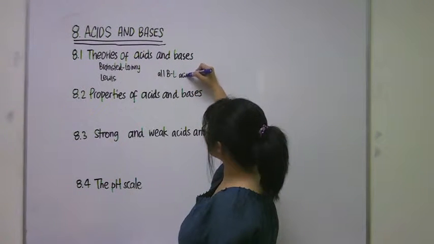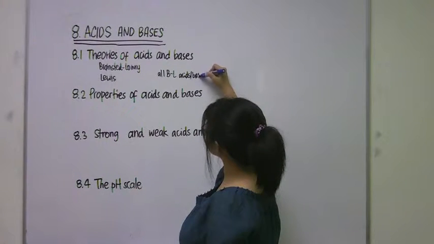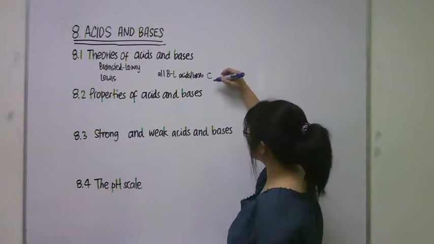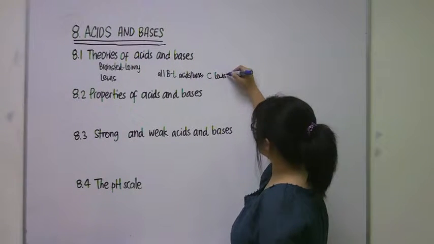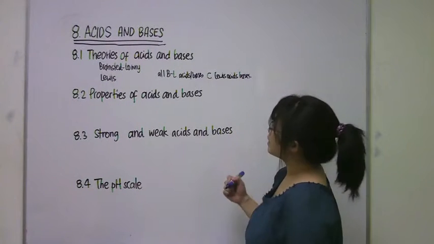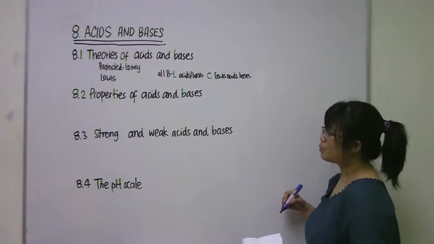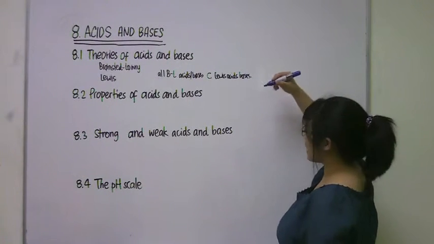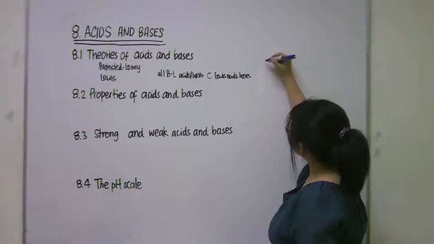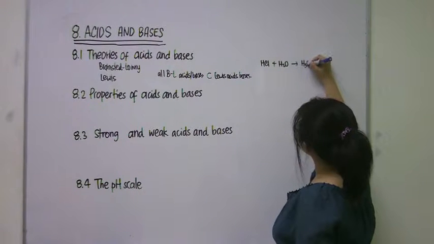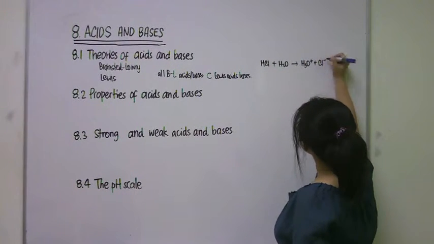Okay, so then you also need to explain that all Bronsted-Lowry acids and bases are actually a subset of Lewis acids and bases. Okay, and you could show a reaction of Bronsted-Lowry acids and bases with water, or with any Bronsted-Lowry reactions. For example, you can put HCl plus water, giving you H3O plus and Cl minus.